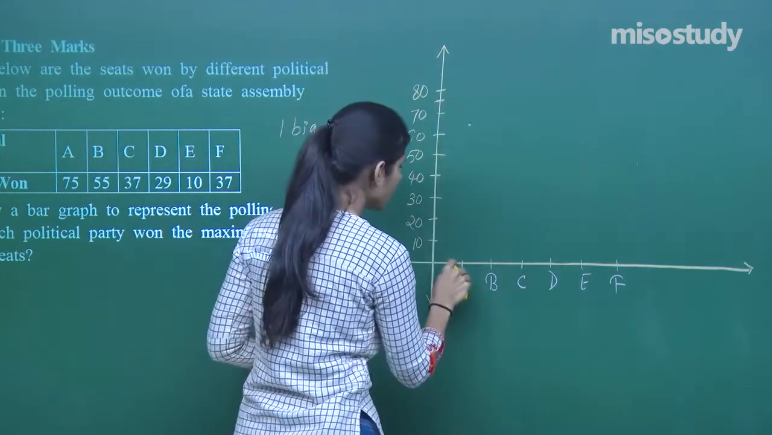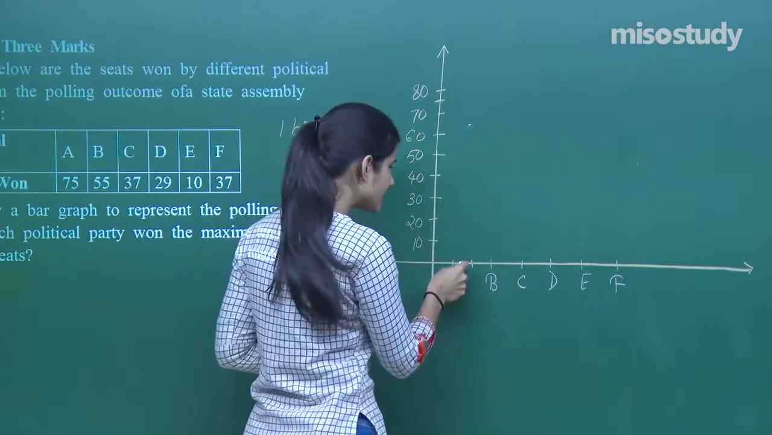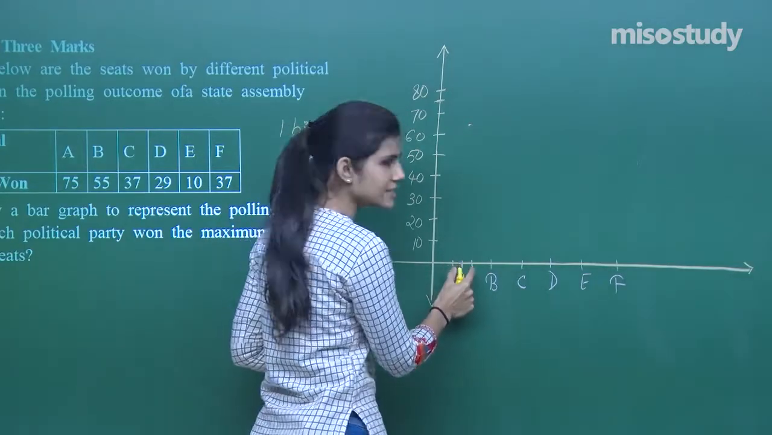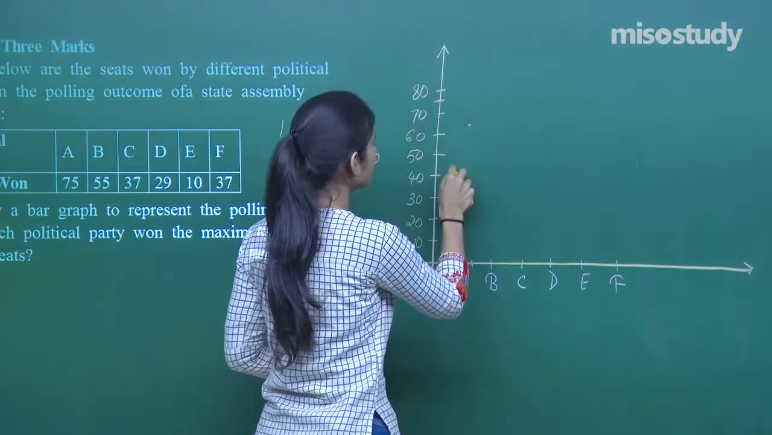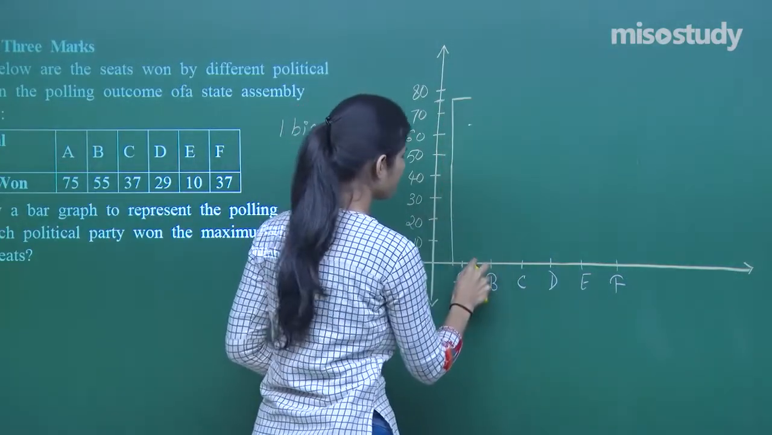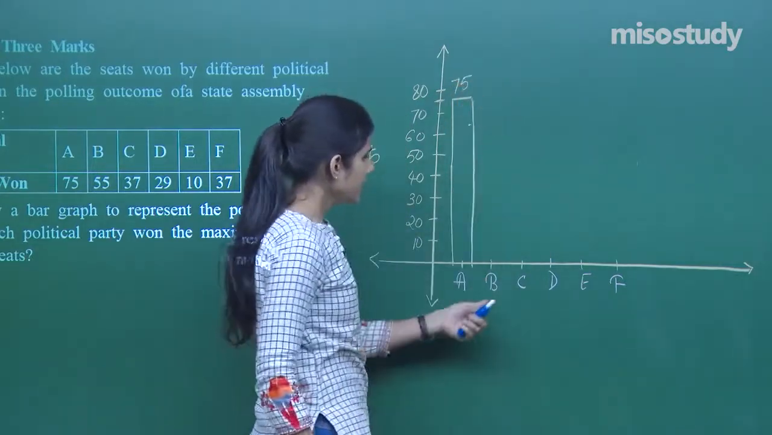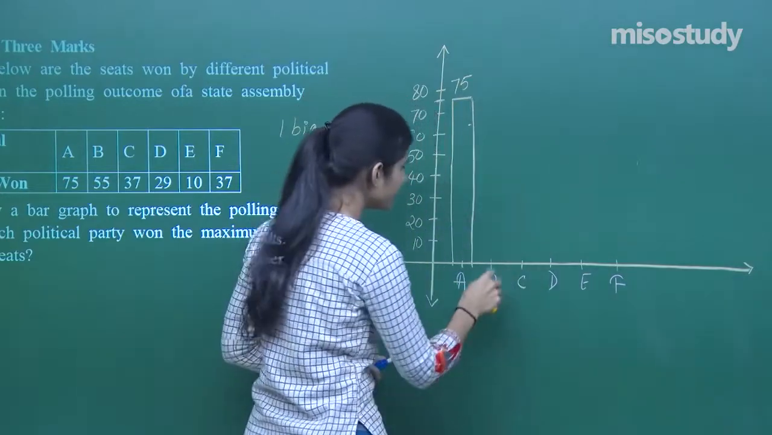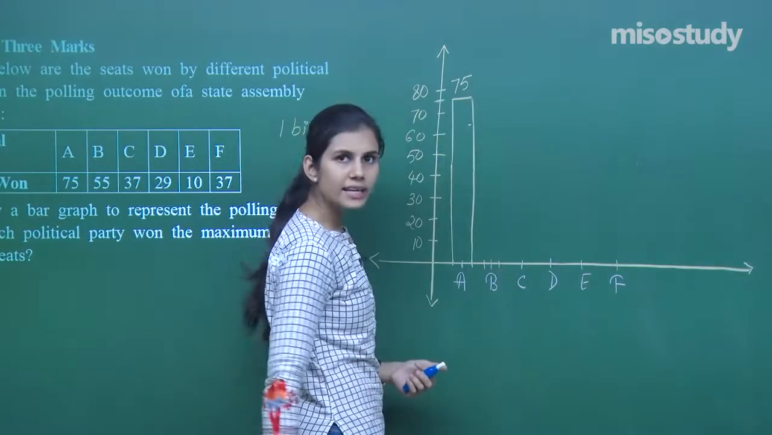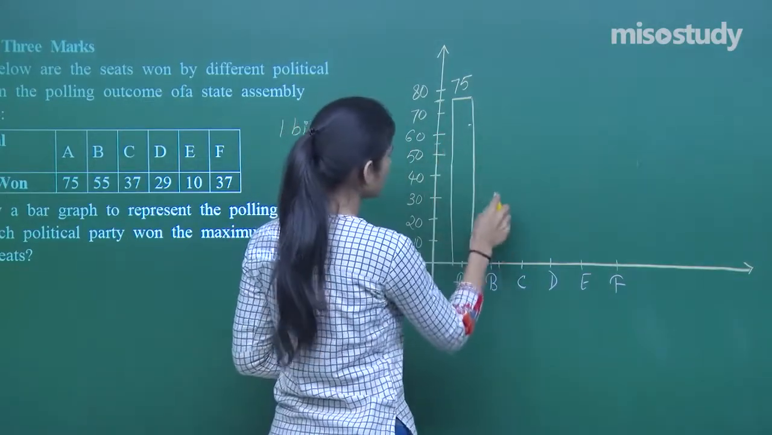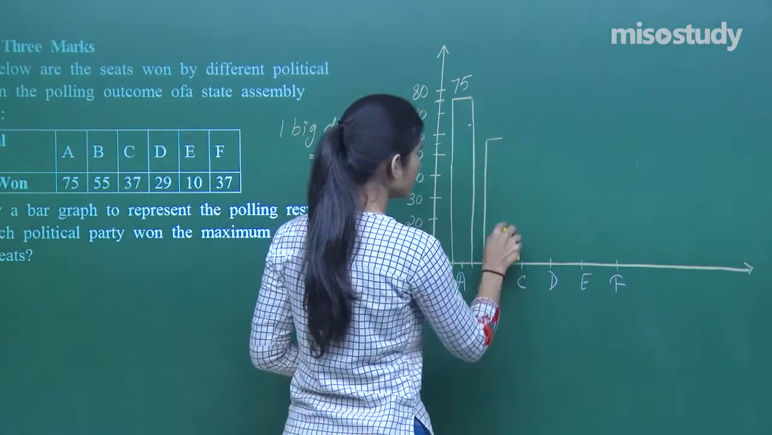Is it clear? Now corresponding to A, I am having 75, so here is 75, right? So what I do, I move back a little and front a little. I take 0.5 here, 0.5 here, so this exact width is 1, and I draw my bar of height 75. Is it clear? This is 75. Then B corresponds to 55, so I move 0.5 here, 0.5 here, so that exact width of the rectangle again is 1, 55 is somewhere here, so I take the height of this rectangle to be 55.